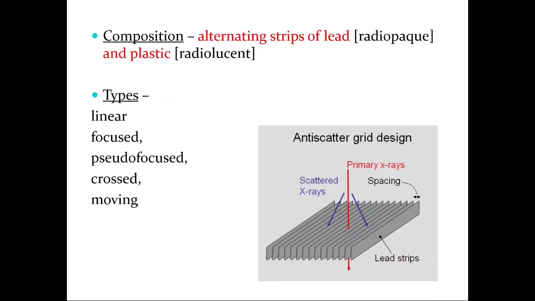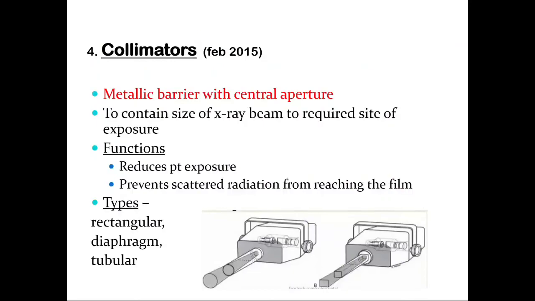The composition of the grids is alternating strips of lead and plastic, wherein lead is radio opaque and the plastic, as you know, is radiolucent. And there are different types of grids, that is linear focused, pseudo focused, crossed, as well as the moving grids.